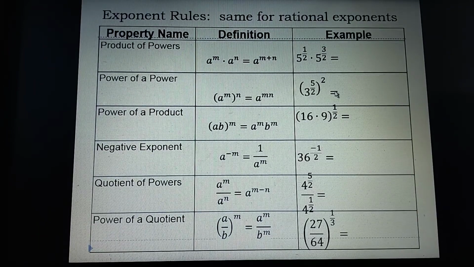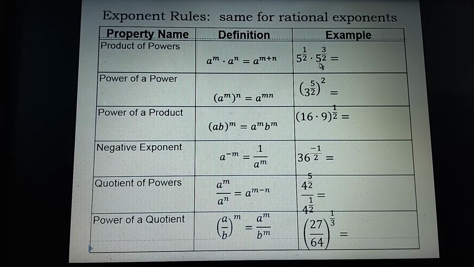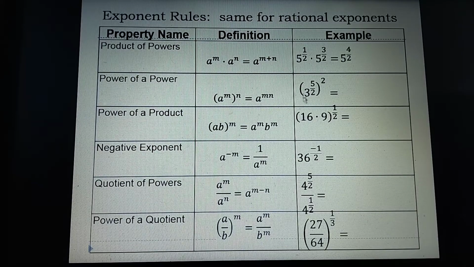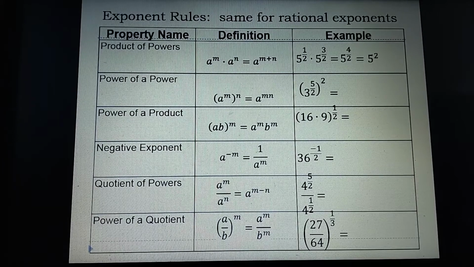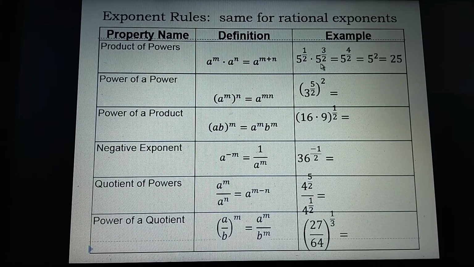Okay, so this is what it's going to look like with the rational exponents. Let's say you have the problem 5 to the 1/2 power times 5 to the 3/2 power. You're still multiplying same bases. So you're going to keep the base and you're going to add the exponents. So 1/2 plus 3/2 is 4/2. Now simplify 4/2, that becomes 2. So it's 5 squared, which you know is 25.